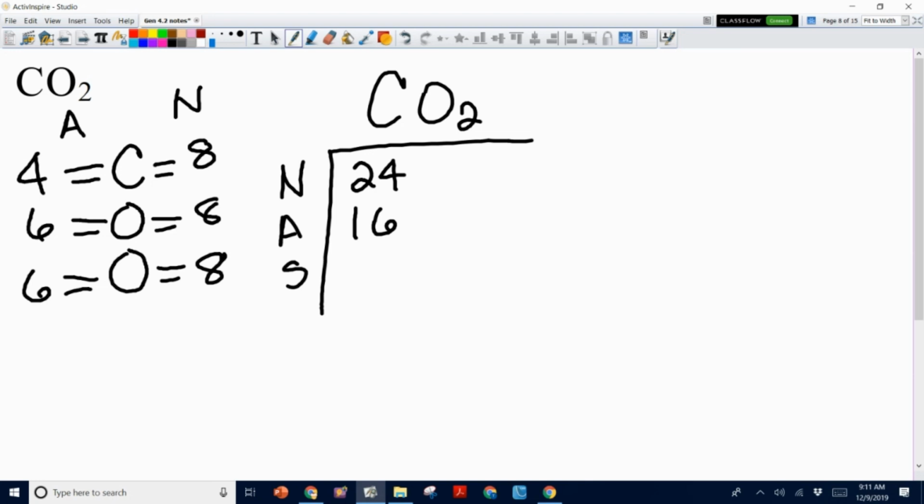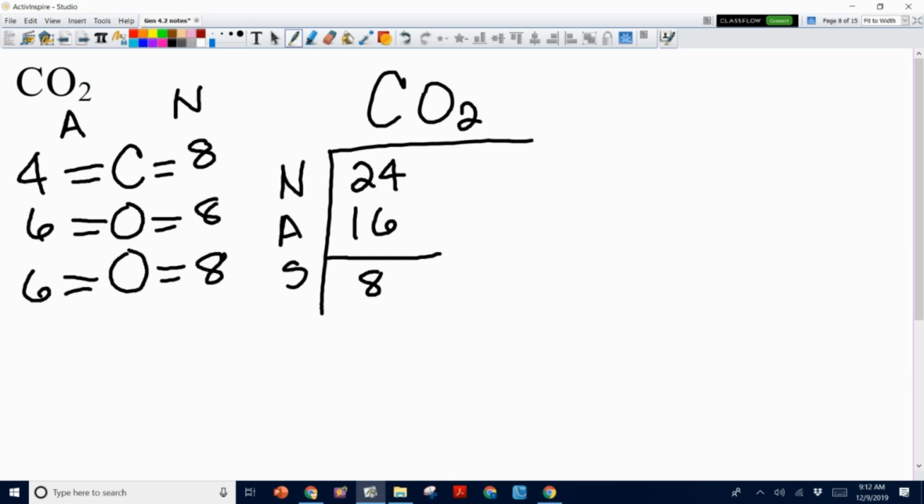We have 16, so we're going to have to share some electrons. That's what S means, shared. How many shared electrons? Well, in order to get the number of shared electrons, you're just going to subtract these 2 numbers. All right, so if we take 24 and we subtract 16 from that, we're going to get 8. 8 electrons that are going to be shared.